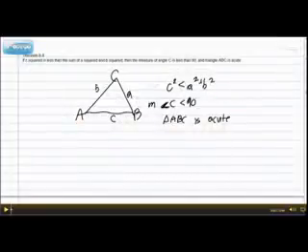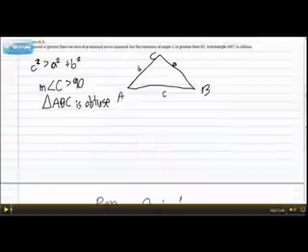Theorem 8-4. If c squared is less than the sum of a squared and b squared, then the measure of angle C is less than 90, and triangle ABC is acute.